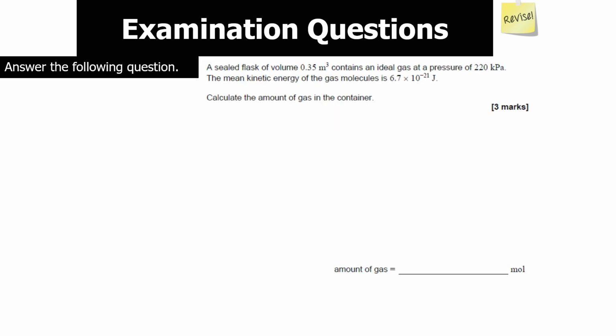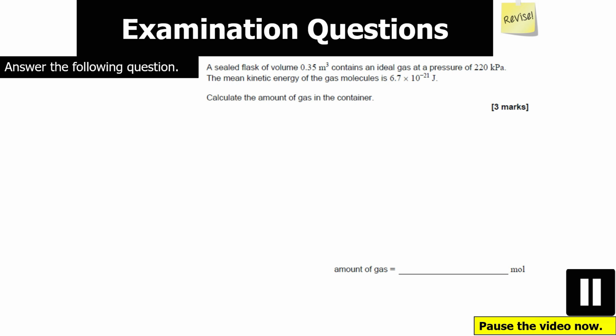The next question says, a sealed flask of volume 0.35 meters cubed contains an ideal gas at a pressure of 220 kilopascals. The mean kinetic energy of the gas molecules is 6.7 times 10 to the minus 27 joules. So calculate the amount of gas in the container. So pause the video now, then unpause the video when you want to go through your answer.